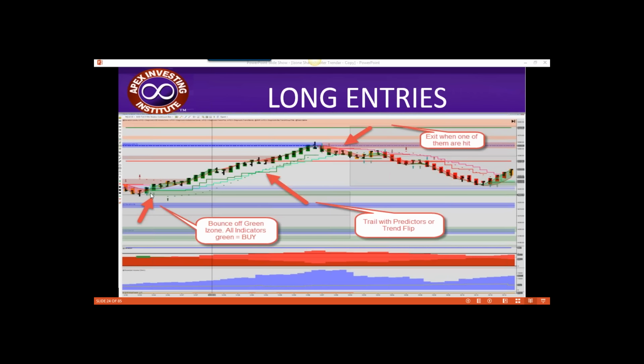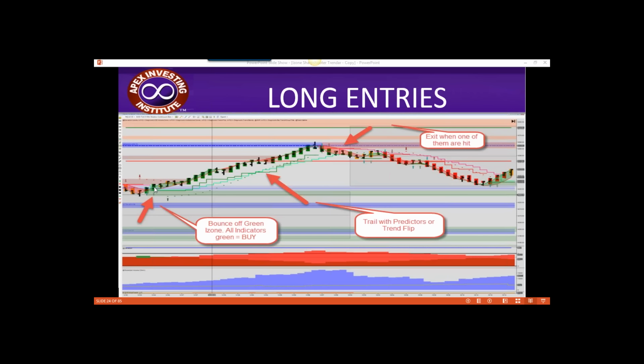But just because that trend catcher green arrow popped up saying yes, go, we don't automatically go. Why? Well, first of all, we only go if it's bouncing off a green IZONE, right? And we only go if everything else is green. Not worried about these predictors, but everything else is green. Does that make sense?